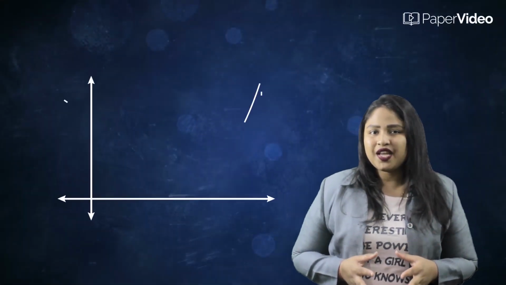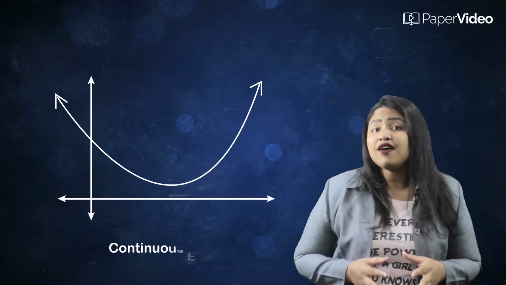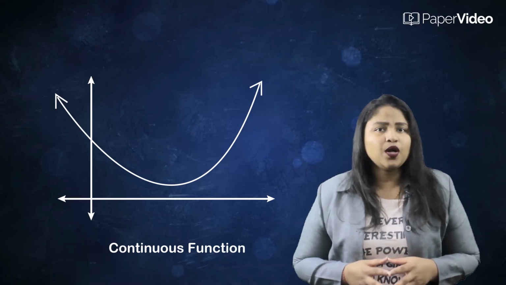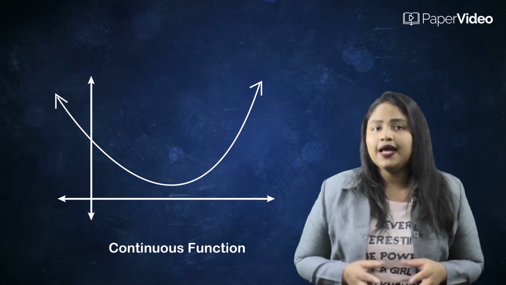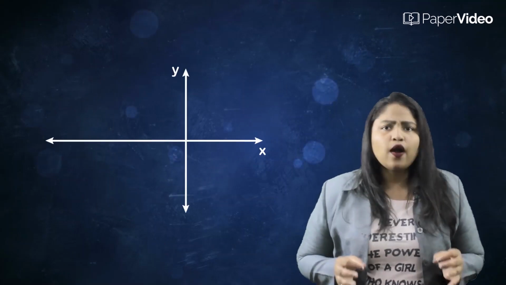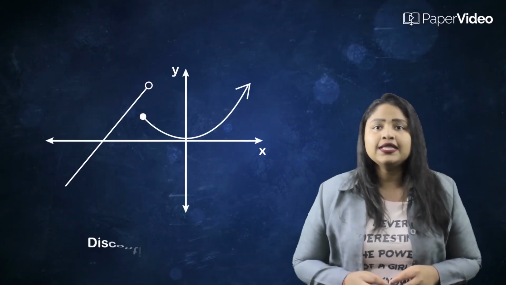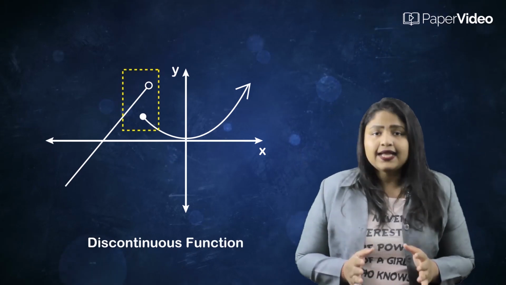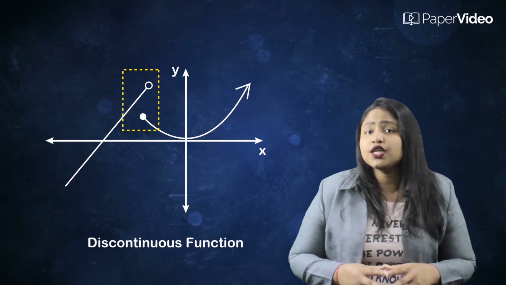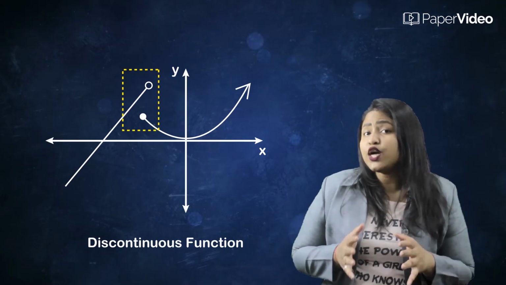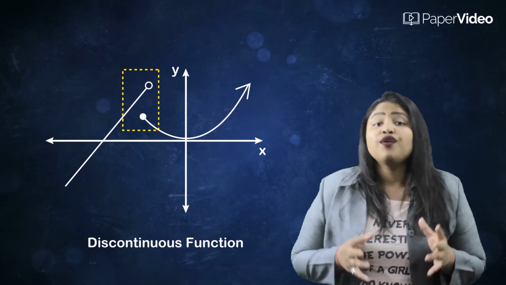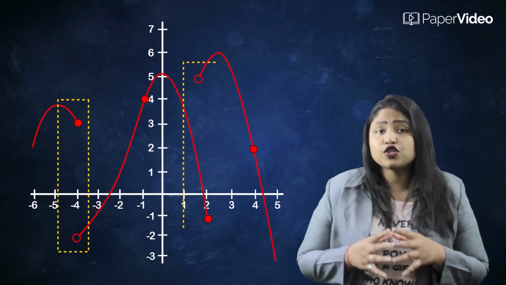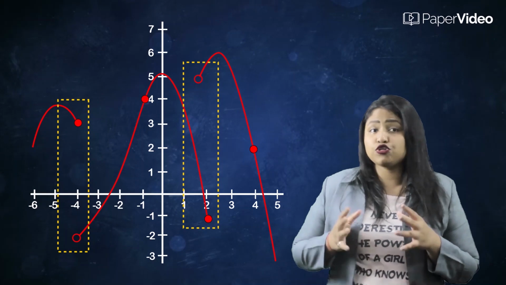In our previous video, we discussed that if the graph of a function can be drawn without any breaks or gaps, then we call the function continuous. And if there is any break or gap in the graph of a function, then we call the function discontinuous. This means that the graph of a discontinuous function will show a break at the point of discontinuity. For example, this graph shows discontinuities at x equals -4 and x equals 2.